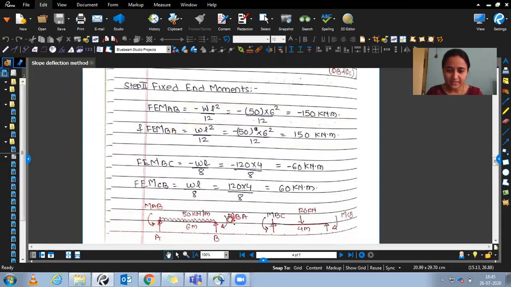Similarly, this moment is trying to rotate the beam in the clockwise direction, that's why it is WL square by 12, positive. Now moving towards the point load on span BC, MBC and MCB. For a point load, the fixed end moment is WL by 8 in each case. This one is negative and this one is positive.